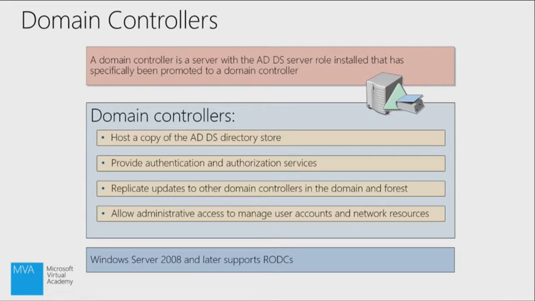It provides authentication and authorization services. It's going to keep track of who you are. It's going to let you authenticate to it so that you can prove who you are. And it's going to maintain some of the things that you have access to and what you can do against those objects. They replicate updates to other domain controllers in the domain and the forest. We're going to talk about that when we get to the replication slide in just a couple of minutes. And they allow administrative access to manage user accounts and network resources in a central location. Windows Server 2008 and later support those read-only domain controllers we talked about earlier. We're not going to cover that in any more depth.